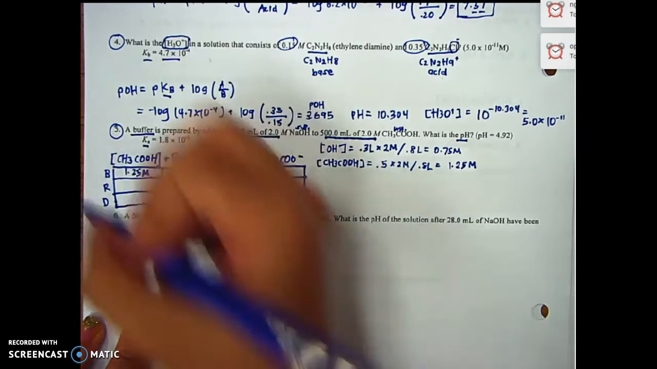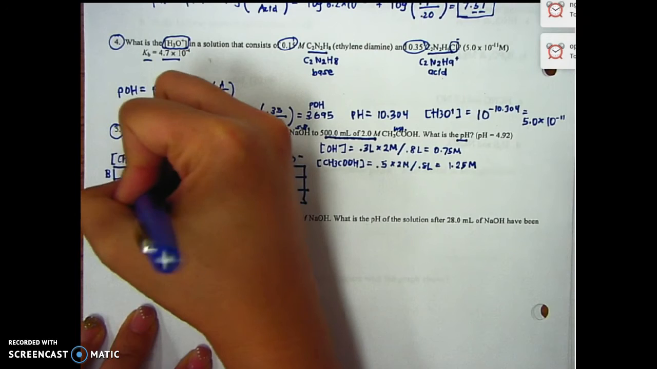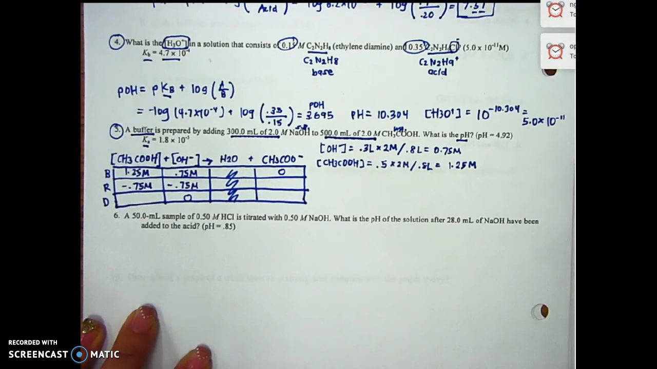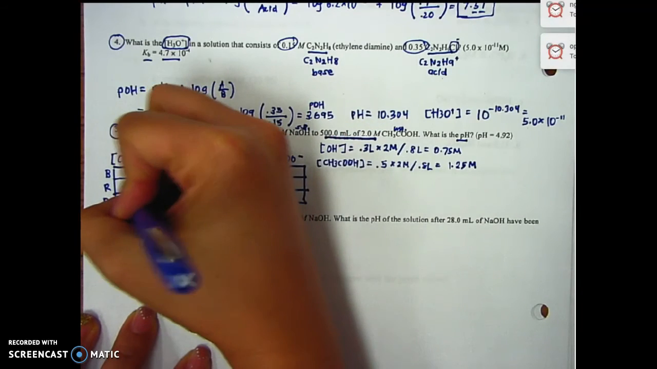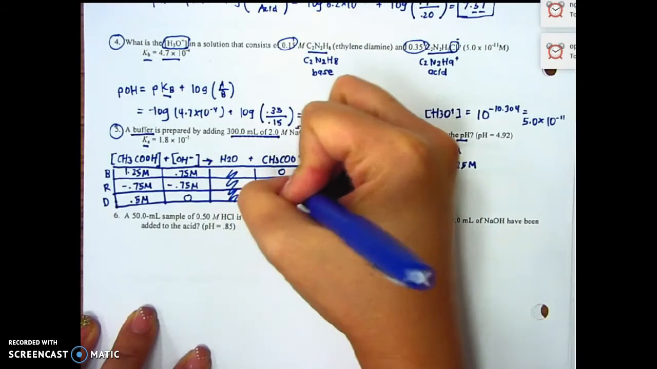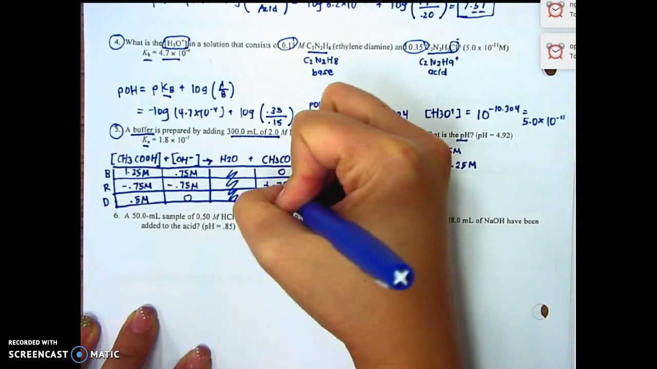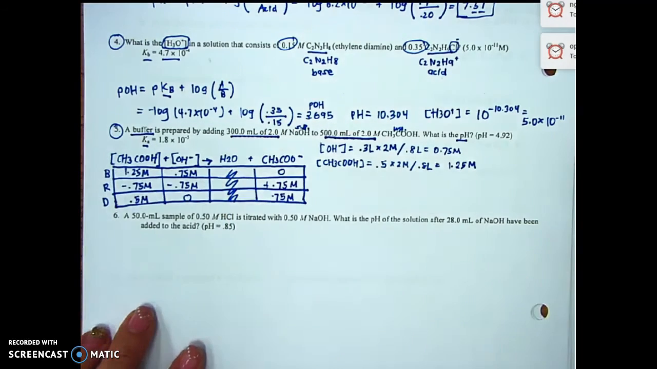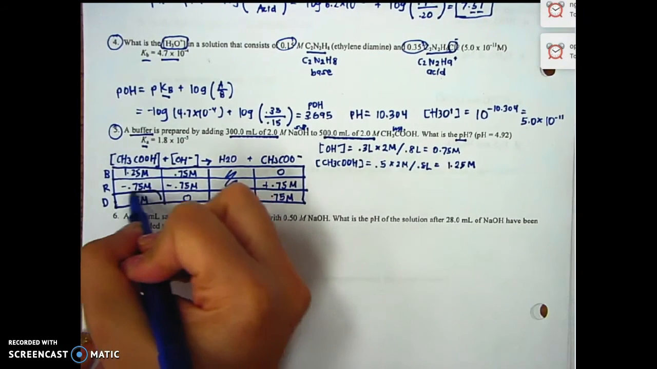It goes to completion. We're going to subtract out 0.75 molarity over here on the left side as well, and when you subtract that out, you wind up with 0.5 molarity. And over on the right side, we're going to add on 0.75, so we get 0.75 molarity here. And at the end of the day, we really just wanted to know this.